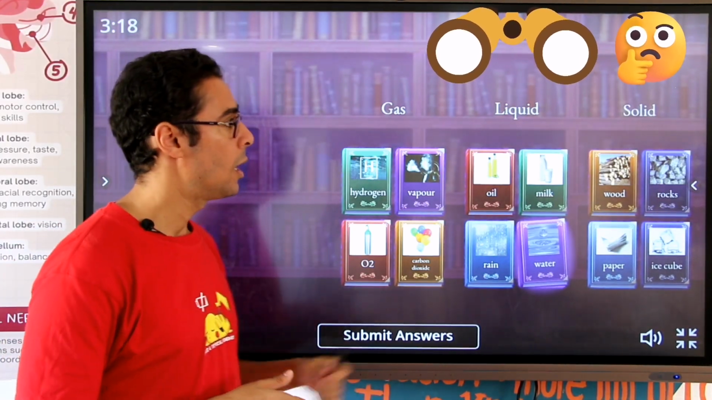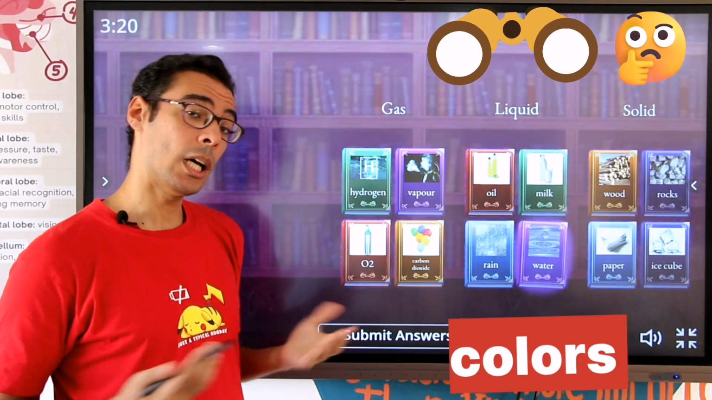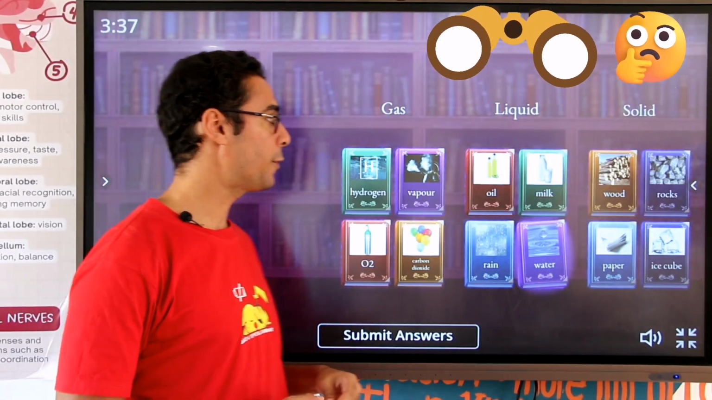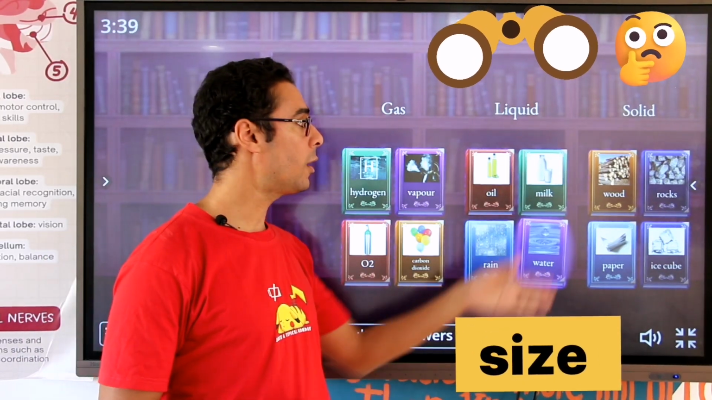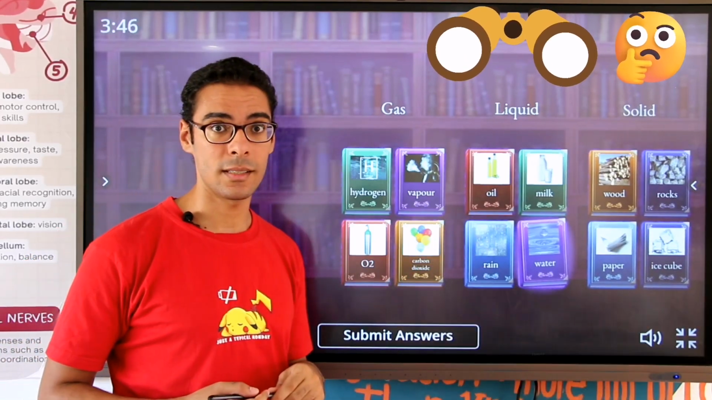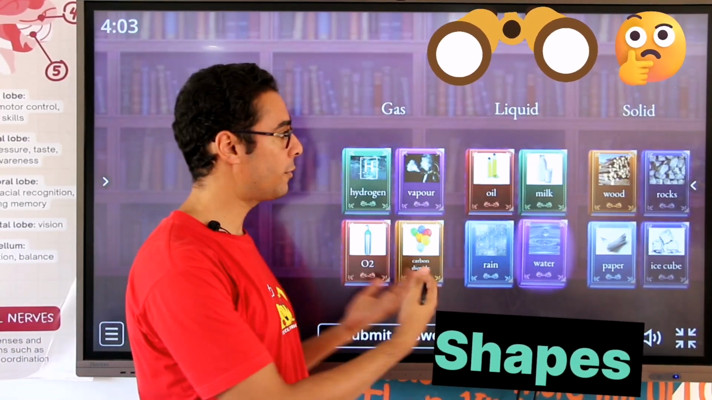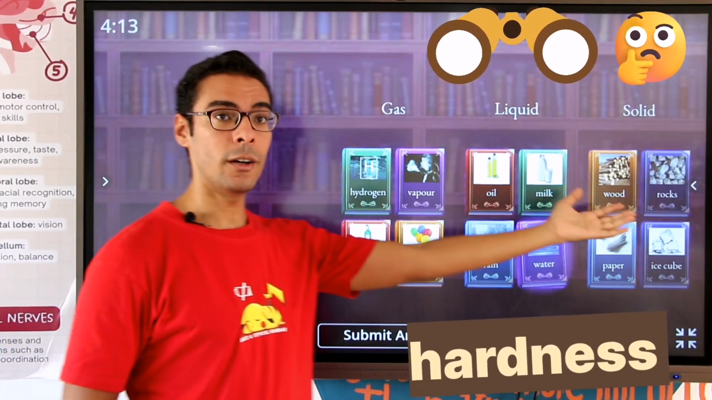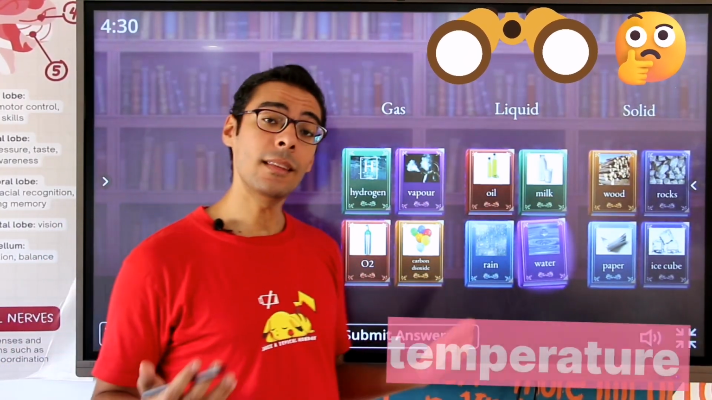For example, I guess they are different in colors. Yes, all matter different in colors. They are not all the same color. The second one that I have for you here is the size. Do you think all matter are represented by the same size? I guess no, they are different in their sizes. Do you think they are the same shape or have different shapes? The hardness. Some of them are really hard, some of them are soft, even the temperature.